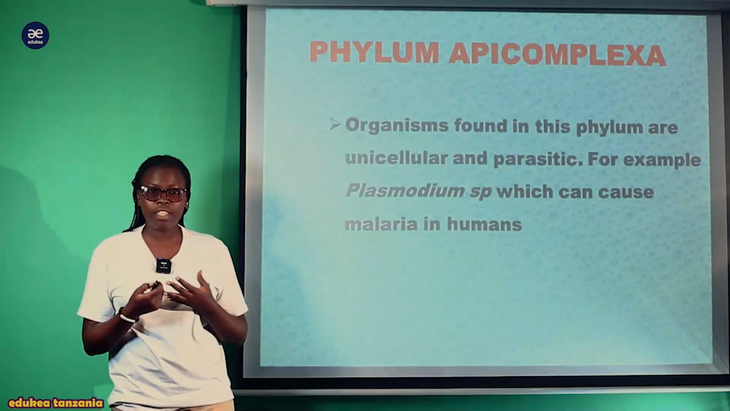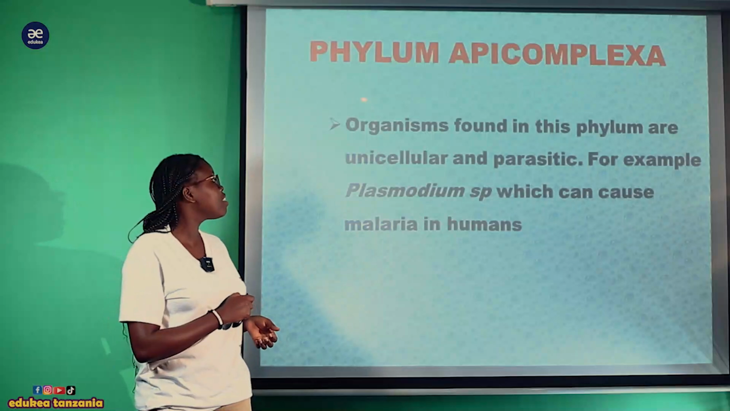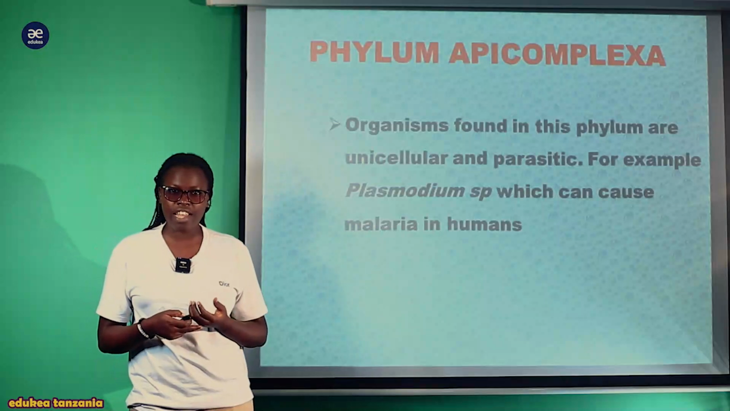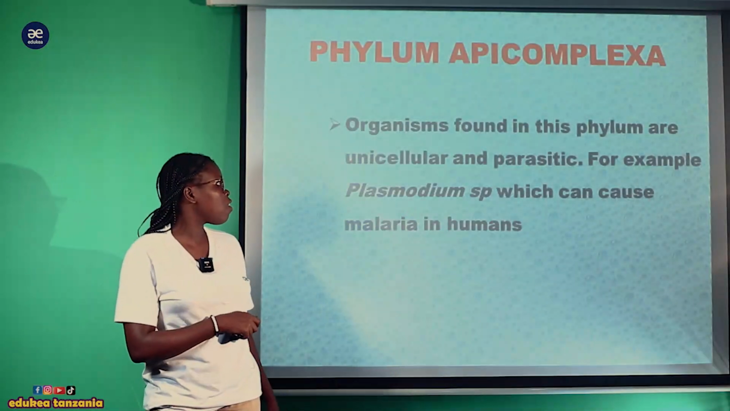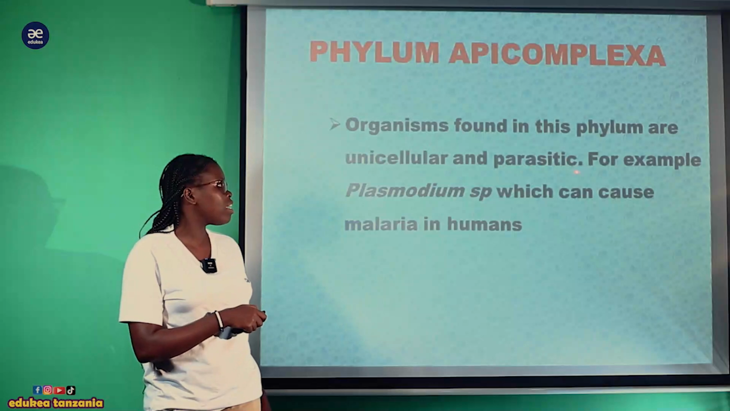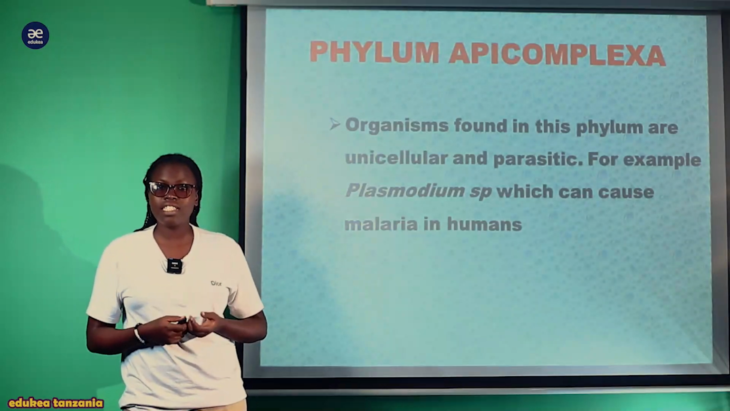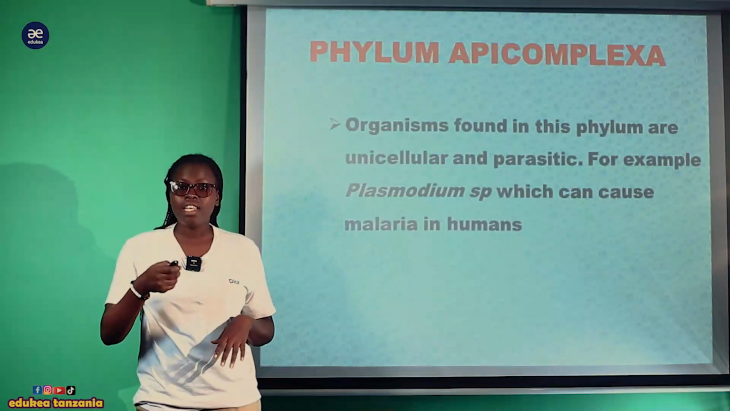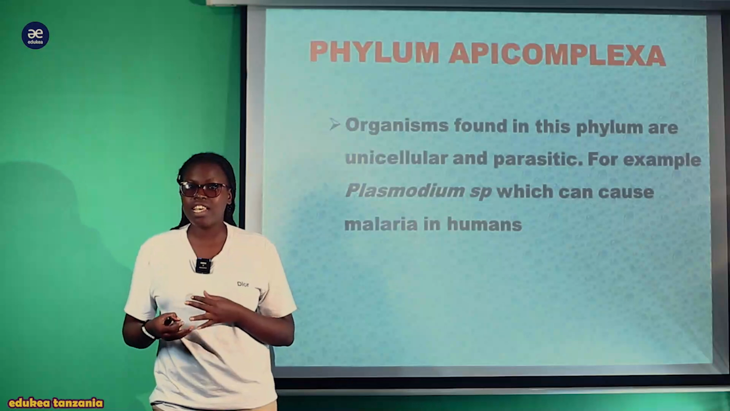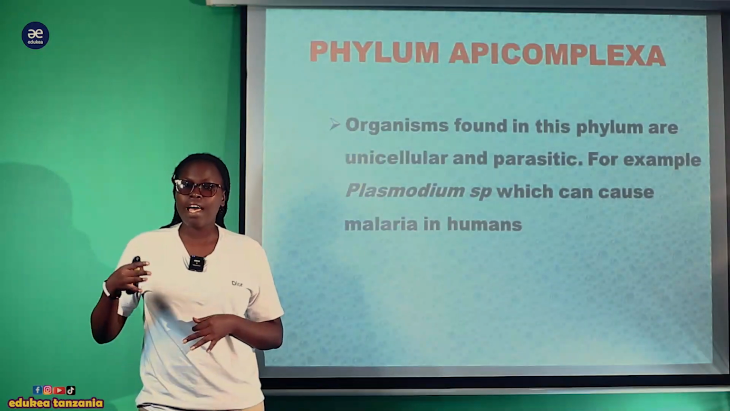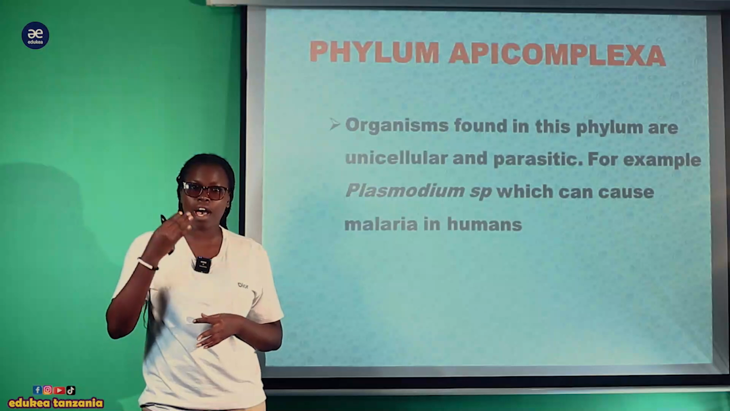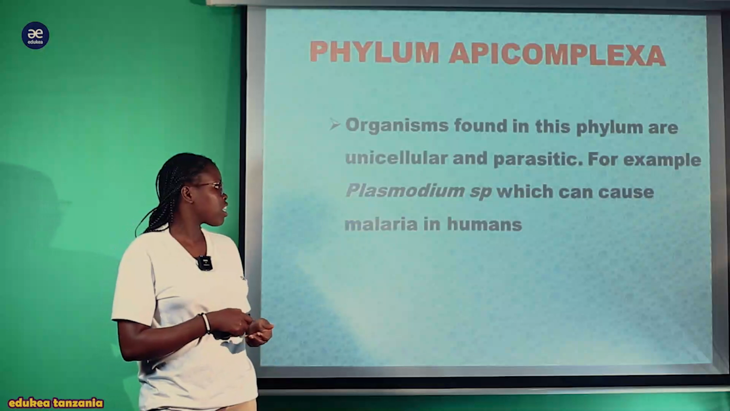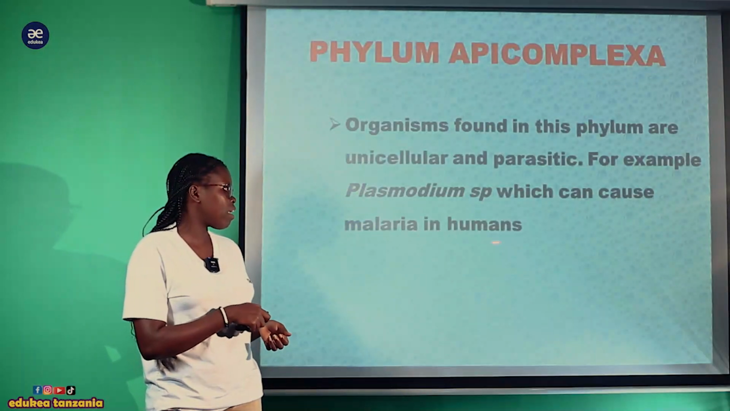The third phylum of the Kingdom Protoctista is the phylum Apicomplexa. Within this phylum, the representative organism is known as Plasmodium species. Organisms found in this phylum are unicellular and parasitic. Unicellular means they are made up of a single cell, and a parasite means that they depend on their host cell for their survival. At the same time, they cause infection, disease or harm to the host they depend on. For example, Plasmodium species can cause malaria in humans.